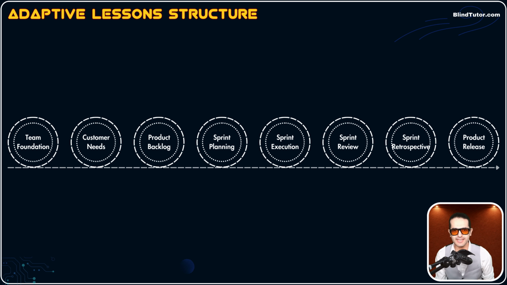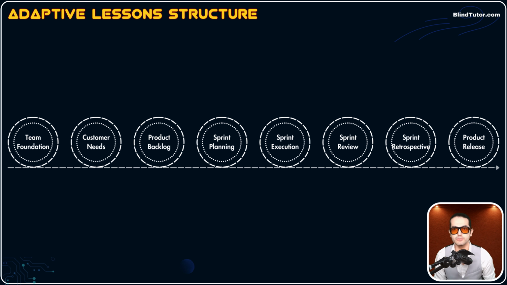Now, the second part is called customer needs. So we collect customer needs, all of their needs. Okay. So the third part is product backlog. What will go on with product backlog?